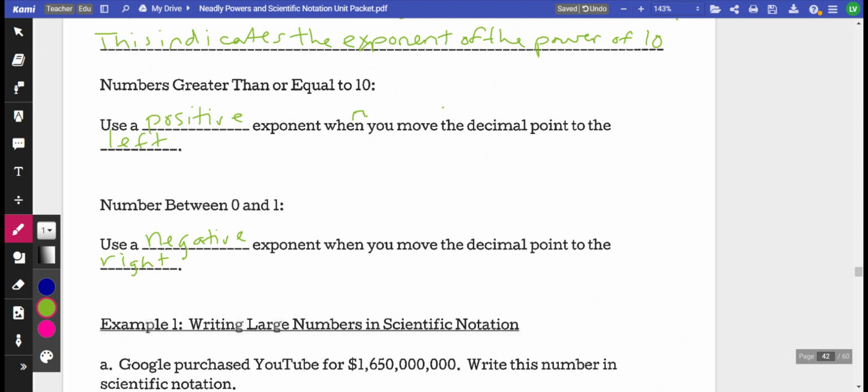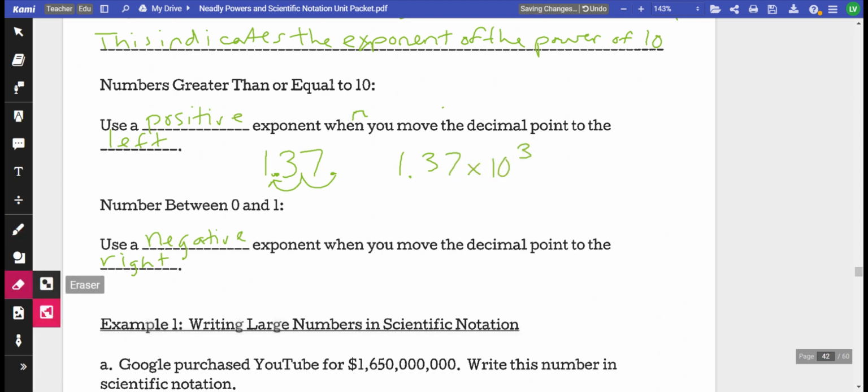So as an example, if you have 137, you want to put the decimal point between the 1 and the 3. To get there, I need to move the decimal to the left twice. So that's 1.37 times 10 to the second power. Sorry, not third, second power.